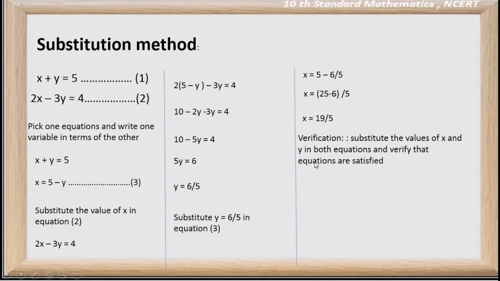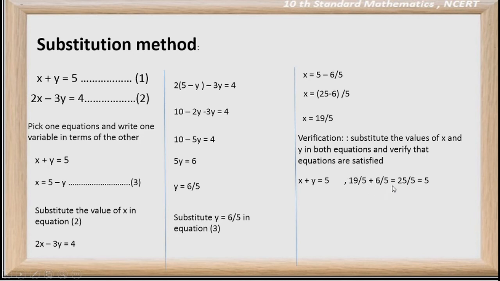Now we can verify. What is the verification? We should substitute the values of x and y in both the equations and verify whether the equations are satisfied or not. So the first equation, x plus y equal to 5. We can substitute the values of x and y. The value of x is 19 by 5 plus, see here, the y value is 6 by 5. So 19 by 5 plus 6 by 5 equal.